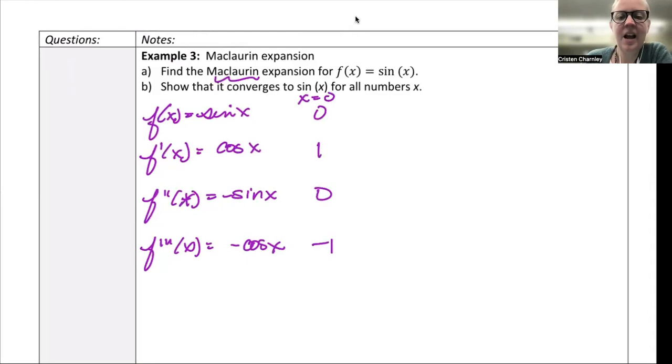So good luck with these. They're tedious, but it's just a formula that you use over and over and over again. They're pretty good.